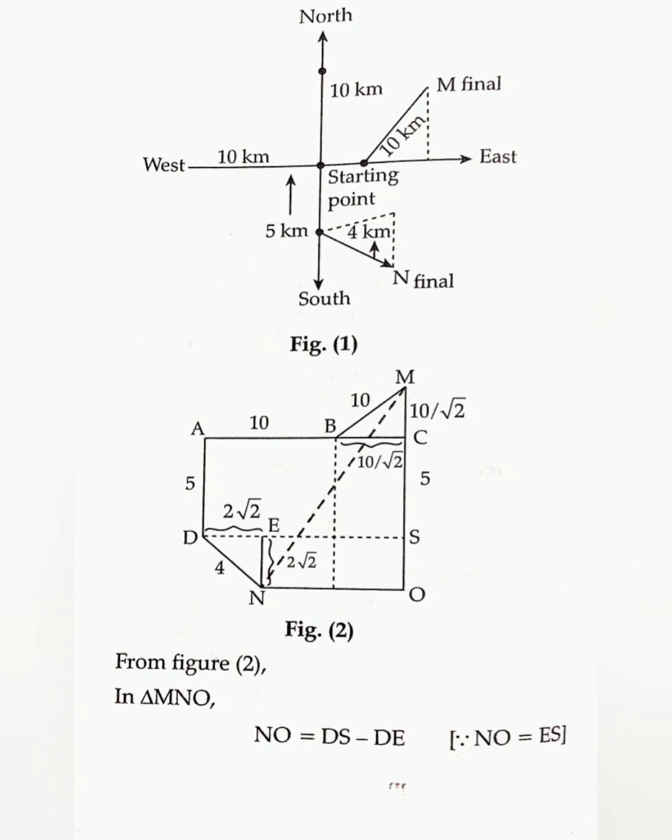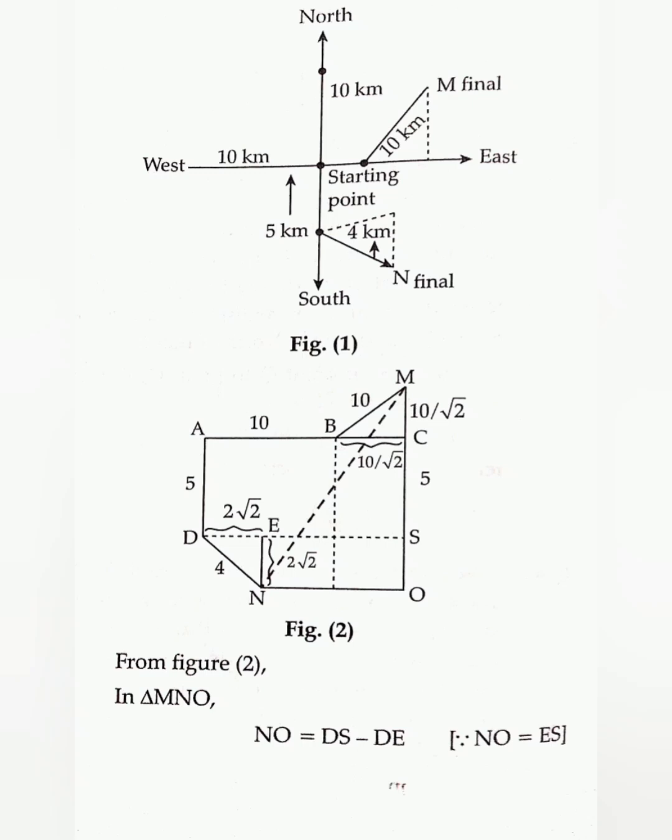So consider the triangle MNO, that big triangle MNO. From the figure we can write NO. That small distance NO will be the total distance DS minus DE, right? Since the sides NO and ES are parallel, they will be equal. From the figure we can simply write NO is equal to ES. So from the triangle we can write NO is equal to DS minus DE, right? The difference between those two sides will give NO.